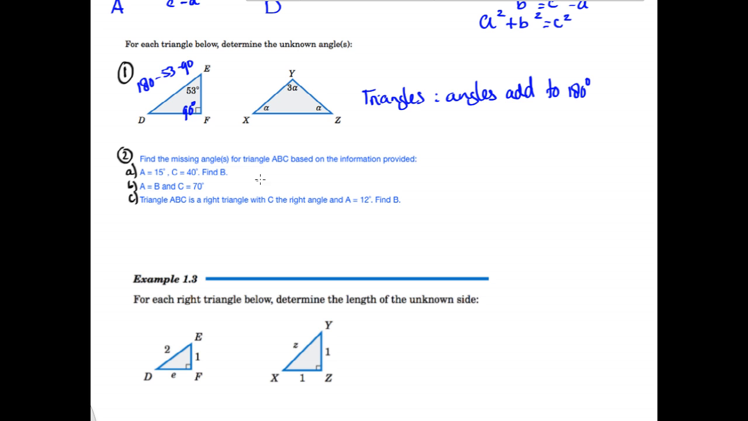So find the missing angles for triangle ABC based on the information provided. We know that A is 15 and C is 40, so find B. So angle B, to find angle B, I would do 180 minus 15 plus 40. 15 plus 40 is 55, so 180 minus 55 should be 125, right?